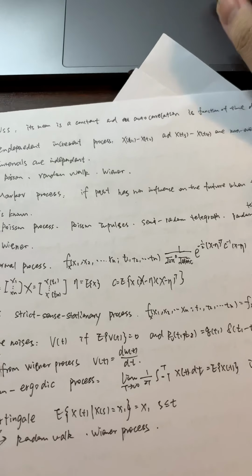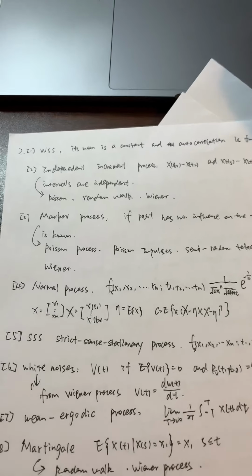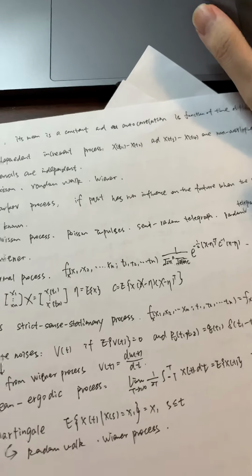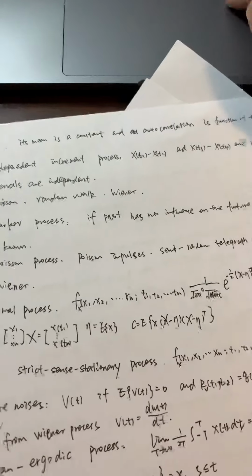For homework 10 problem 2, it needs us to collect the definition of properties of different stochastic processes. And the first is a wide-sense stationary process, which we call WSS.